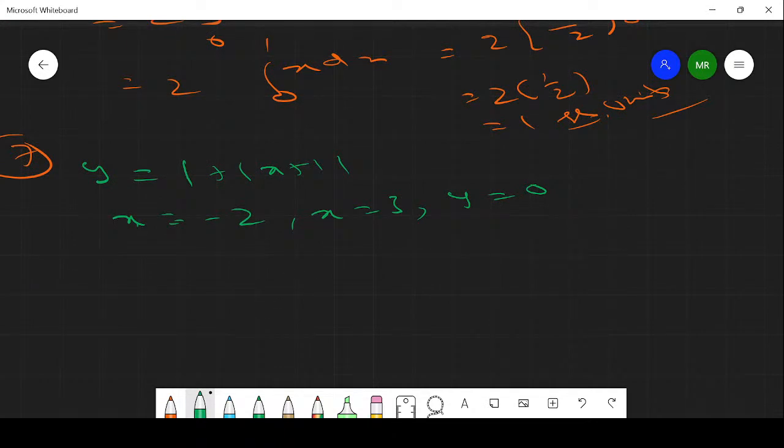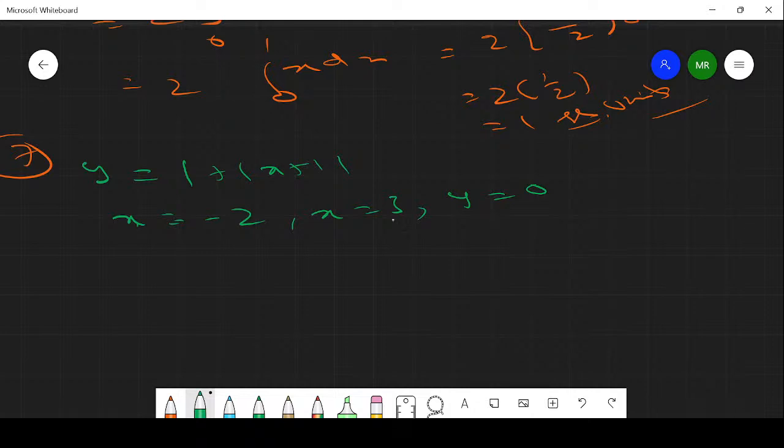Again, you can think of the graph of mod x plus 1. We can split this. The given y is equal to 1 plus mod x plus 1. You should split the graph here. When x is more than minus 1, it becomes 1 plus x plus 1, so the graph becomes y equal to x plus 2.